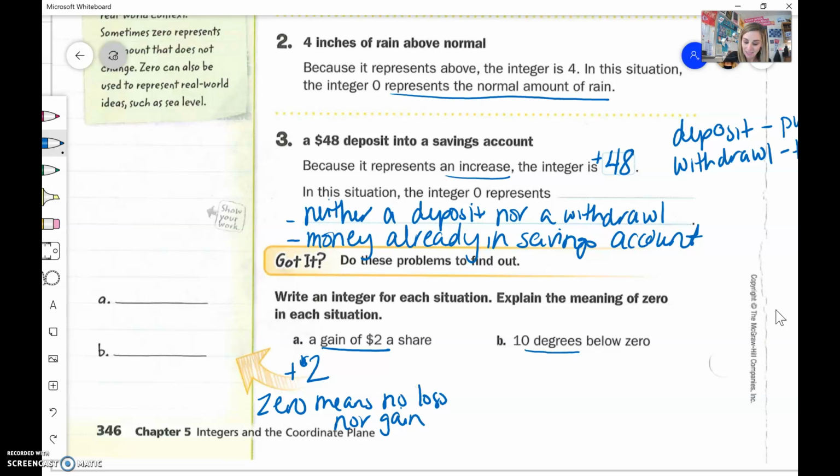All right, 10 degrees below 0. So if it's below, that is a negative 10, and you could put the little degree sign. So negative 10 below 0. So what does 0 really mean? Well, 0 here means 0 degrees, right?